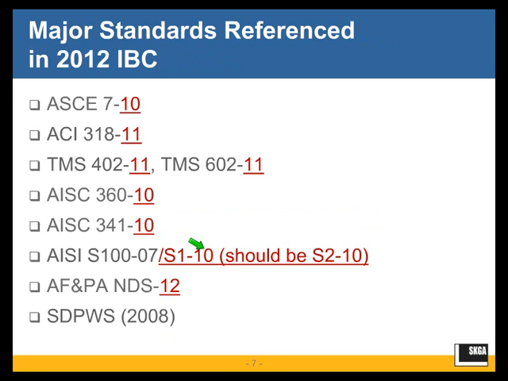Now, this slide right here is telling you at a glance how the structural standards that structural engineers most commonly use have changed between the 2009 IBC and the 2012 IBC.